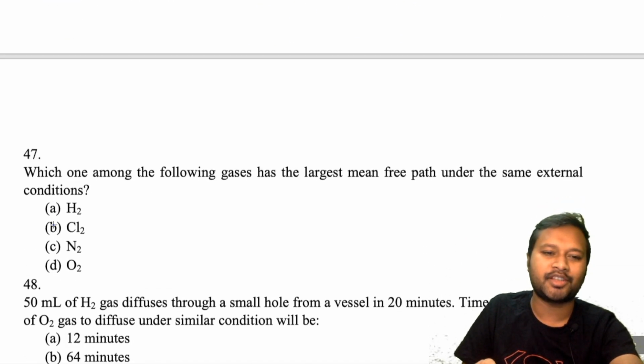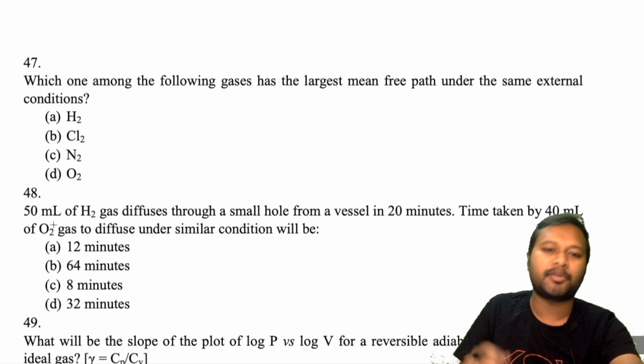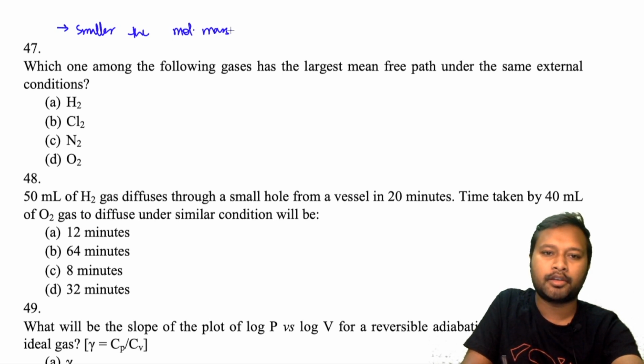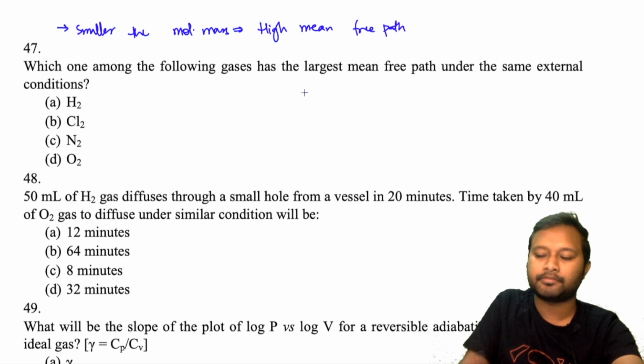Then the next question says which among the following gases has the largest mean free path under the same external condition? So I'll just give you some points. You can note it down: the smaller the molar mass, or the smaller the molecular mass, the higher the mean free path.